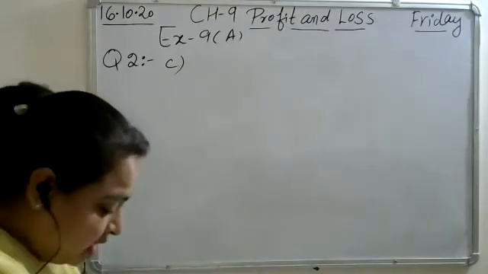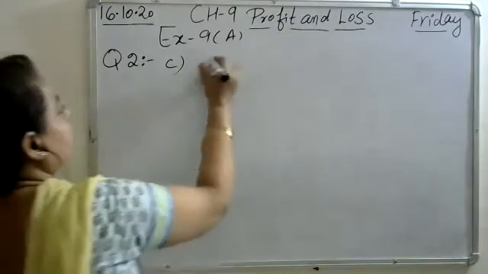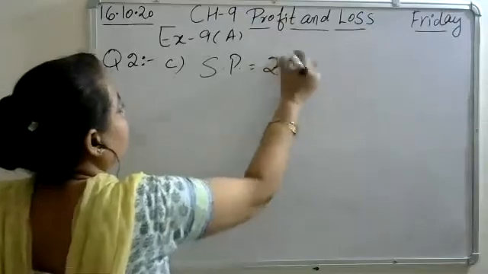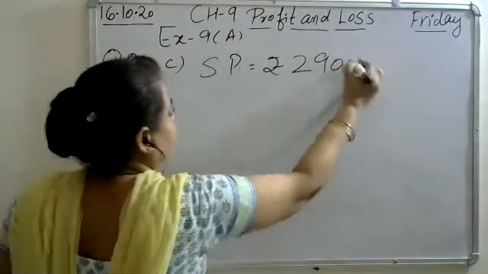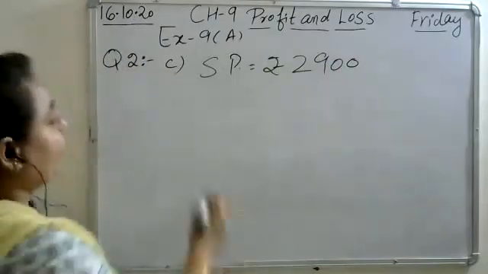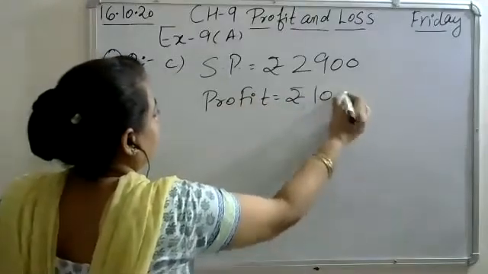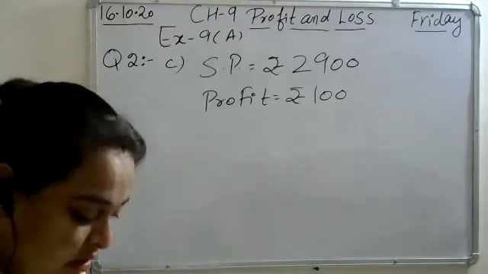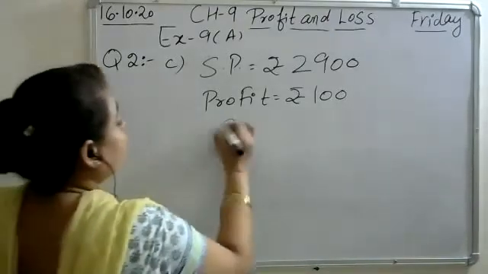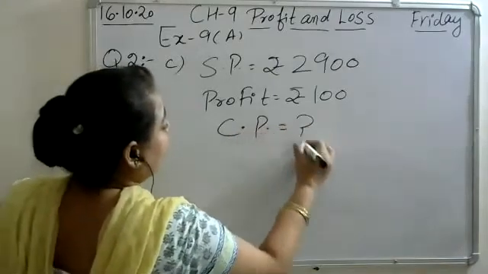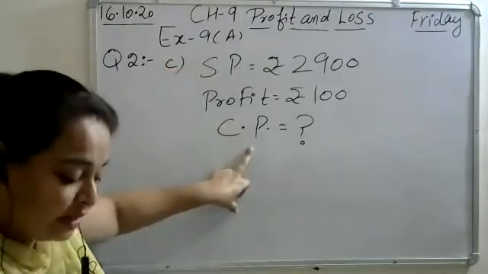Now come to the C part. In the C part, selling price is given. Selling price is equal to rupees 2900. Now profit is rupees 100. This is given. Profit is rupees 100. The question is to find the cost price. Cost price is question mark. These two informations are given and the question is to find the cost price.